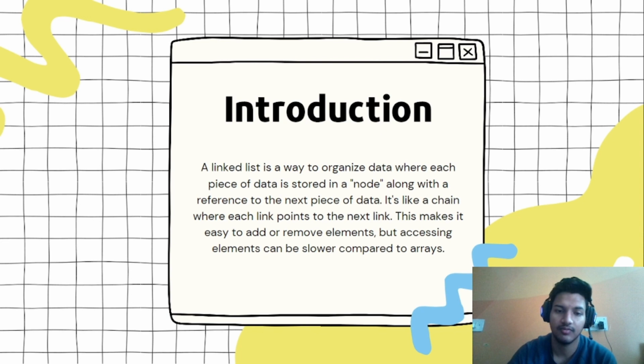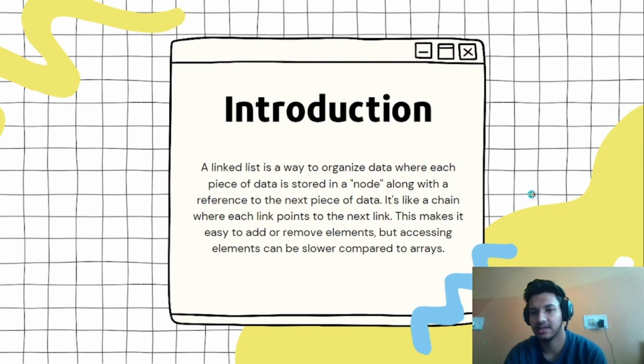It is like a chain where each link points to the next link, and this makes it easy to add and remove elements. If you have the address of a node stored in another node and you want to delete it, you can simply change the address to link with the other node. So you can easily add and remove elements, but accessing elements can be slower compared to arrays, because there will be changing of addresses. This will increase the time.